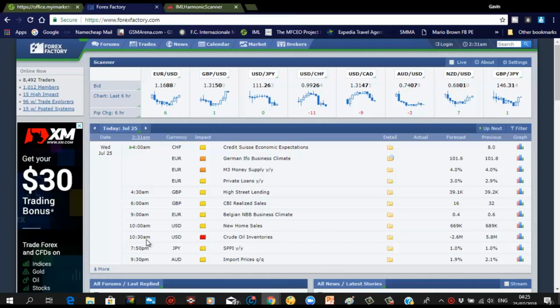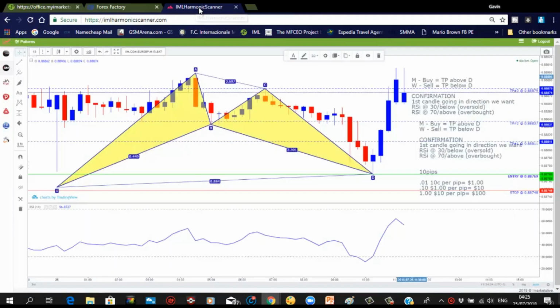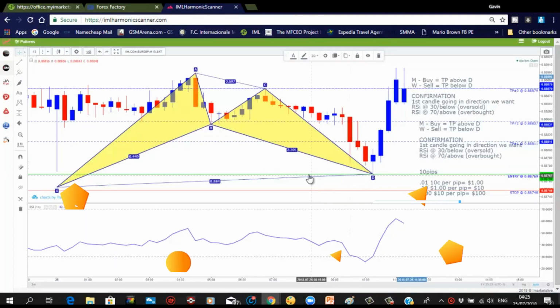So as you can see, the time 10:30 a.m. tells you when the news is coming out. You want to be out of the market if you're trading any U.S. pairs, right? So get in the habit of checking forexfactory.com, especially if you have a small account. One of these big spikes could just blow your account, or just basically make you hit stop loss. All right. So yeah, outside of that, guys, that is pretty much it.